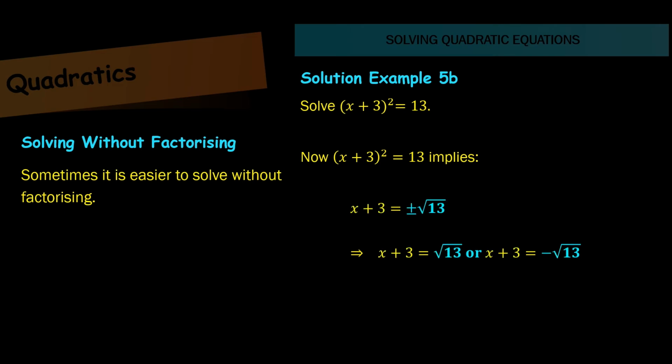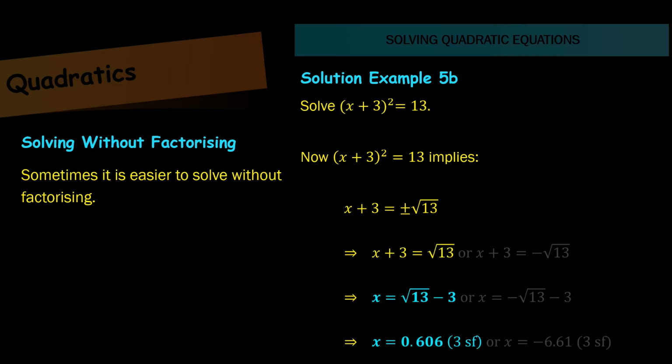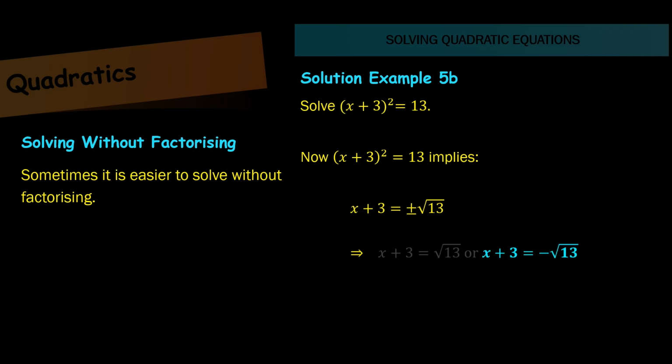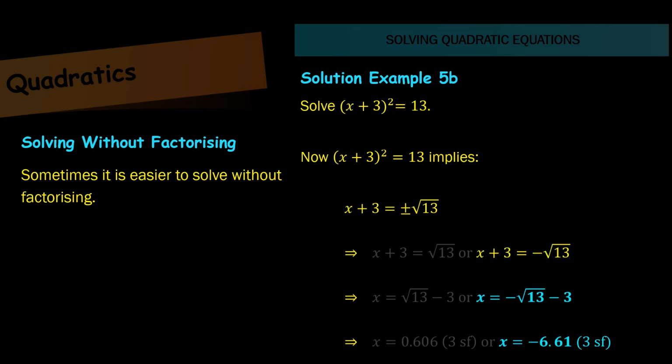And so rearranging the first equation gives us that x equals root 13 minus 3. And if you plug this into your calculator, you should get x equals 0.606 to 3 significant figures. And now let's take a look at the second equation. Let's rearrange this to get x equals minus root 13 minus 3. Plugging these values into the calculator, you should get x equals minus 6.61 to 3 significant figures.